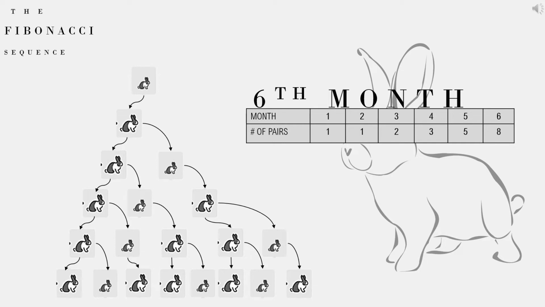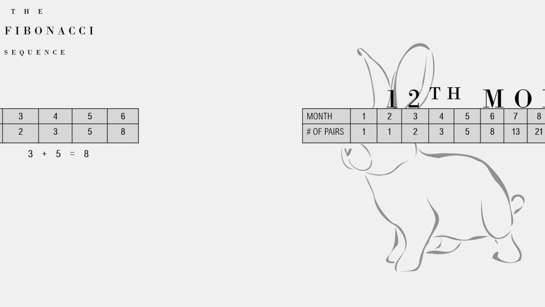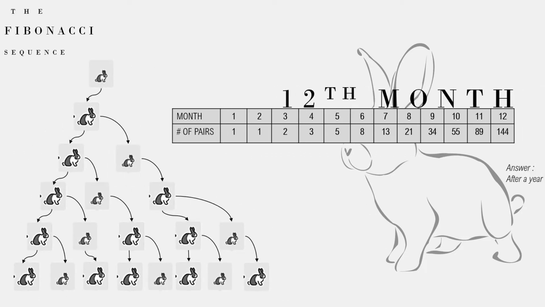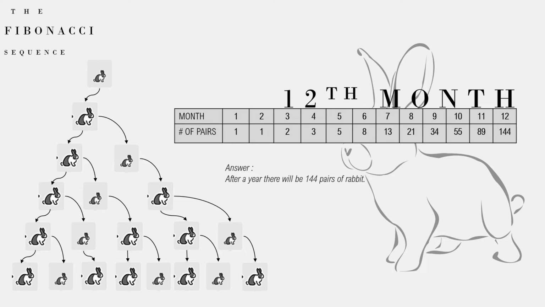At this point, the sequence is 1, 1, 2, 3, 5, and 8. Do you see some pattern in this sequence? Well, there definitely is a pattern present. In this pattern, each number is obtained by adding together the previous two numbers. In this case, 1 plus 1 is 2, 1 plus 2 is 3, 2 plus 3 is 5, and 3 plus 5 is 8. You can keep going and going to find the subsequent numbers, and after the 12th month, you'll get 144 pairs. In conclusion, after a year, there will be 144 pairs of rabbits.